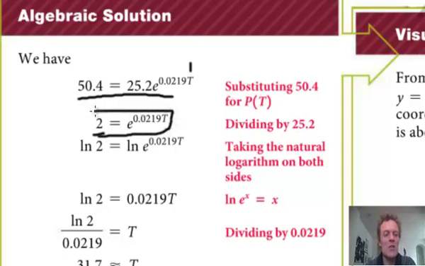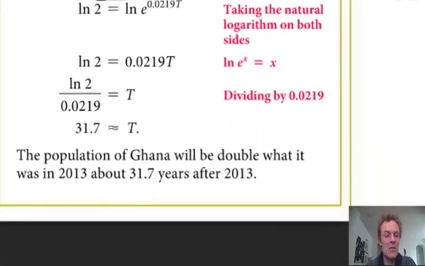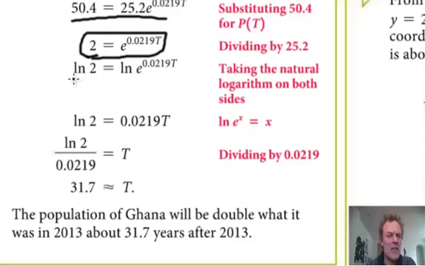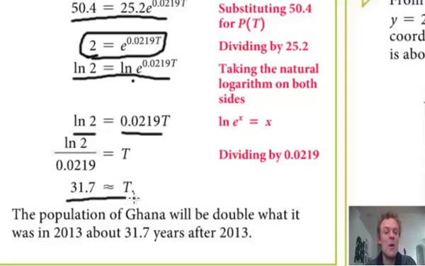Now once we get to that, we are using our log properties. How do I find T? Log both sides. There it is. Now remember, the log to base E of E to the 0.0219t is just 0.0219t. Go back and look at your log rules. Of course, this is still log 2. Divide both sides by 0.0219. There we go, and t is 31.7. So about 32 years later. If you actually had to write a year, that would be 2045. Don't forget to finish it off: 32 years beyond 2013 is 2045.